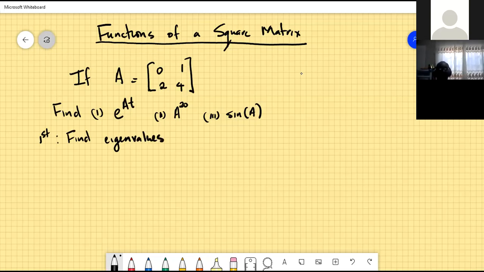Anybody remember how we find eigenvalues? Yes, sir. In MATLAB. Apart from by hand, please. How do you do it in MATLAB, by the way? The eig function. Well, let me put that in here.